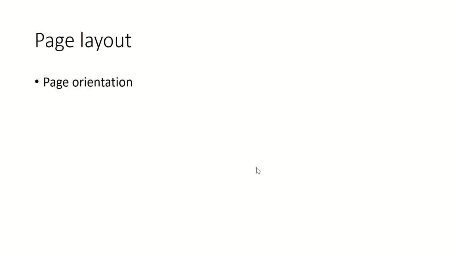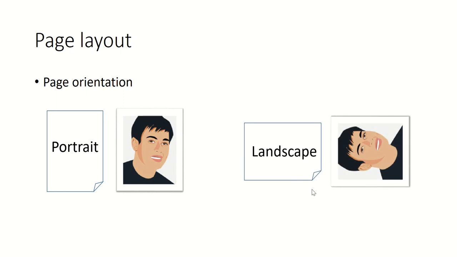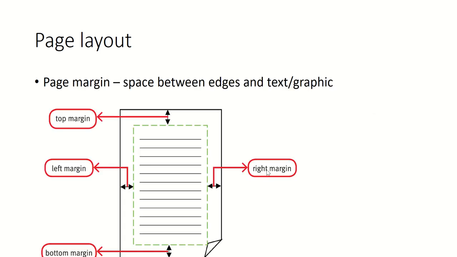Okay. What is page orientation? This is to do with page layout. You have two kinds of page layout. First is called portrait. Portrait means vertical page. You can see the page faces vertically up. Another one is called landscape. It means you actually put your paper horizontally. See, landscape. Portrait vertical, landscape horizontal.